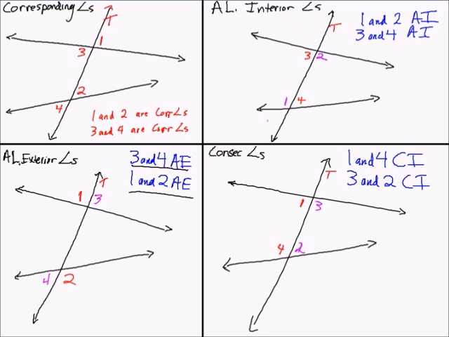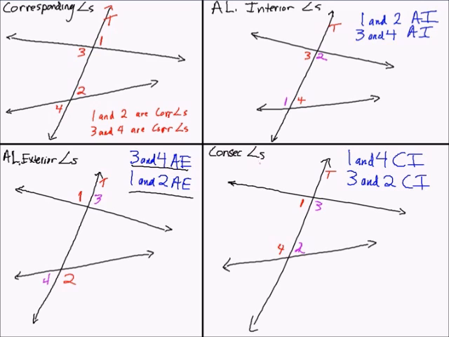Alternate interior angles. If you look at 1 and 2, they're inside of your two lines, and they're on opposite sides of the transversal. So opposite, inside, opposite for alternate. Exterior: 1 and 2 are on the outside of these two lines and on opposite sides of the transversal. 1 is on the left, 2 is on the right, 4 is on the left, 3 is on the right. So 3 and 4 are alternate exterior, and 1 and 2 are alternate exterior.